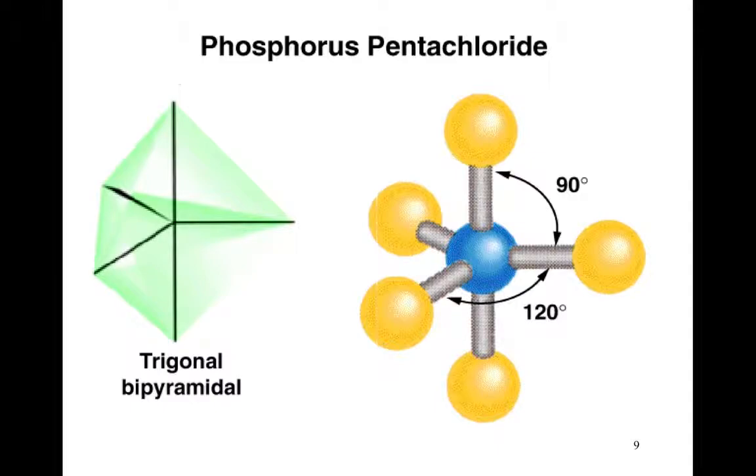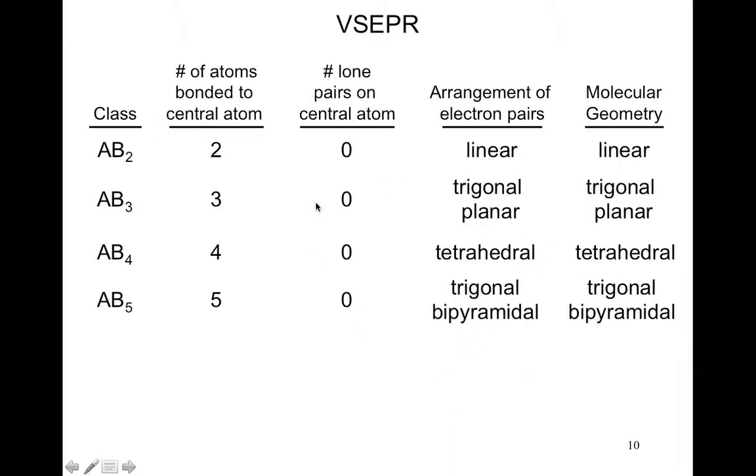So this would look like phosphorus pentachloride. Here you can kind of see where they're getting that idea of a pyramid up here and a pyramid down there. And their bond angles are going to have some that are at 90 and some that are at 120, kind of depending on which one you're looking at.